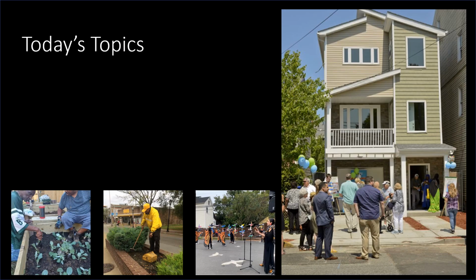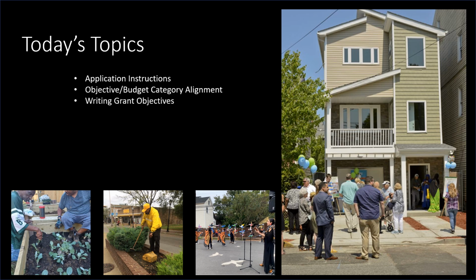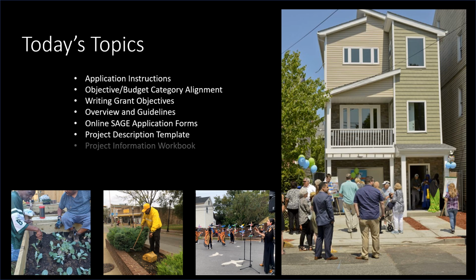The topics we'll cover today are SAGE application instructions, objectives and budget category alignment, writing concise objectives, descriptions, methods, and measurable performance measures on the objectives page in SAGE, overview and guidelines, the online SAGE application forms, the project description template, the project information workbook, application review and scoring, and the qualified projects pool.